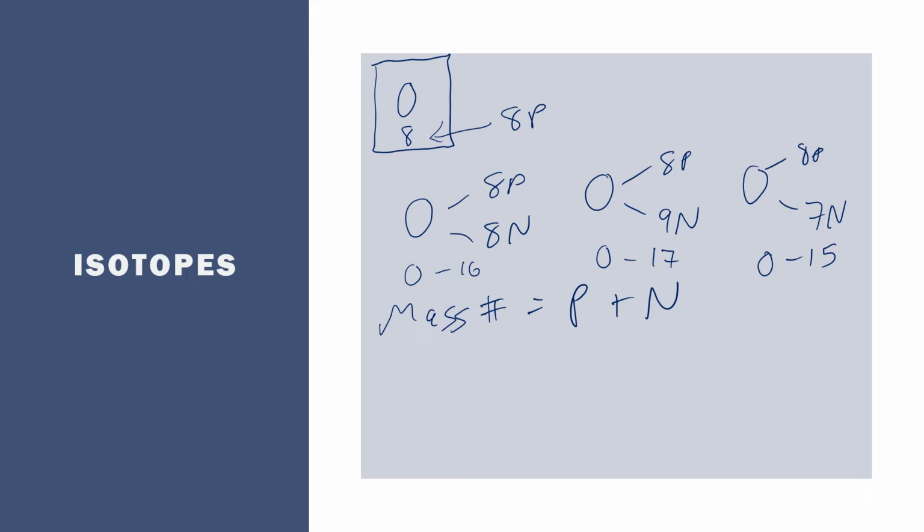That's the mass number. Now we'll talk about the atomic mass in just a second, but the atomic mass is given on the periodic table. The mass number is not on the periodic table because it can change. Same thing with the number of neutrons, not on the periodic table because it can change.